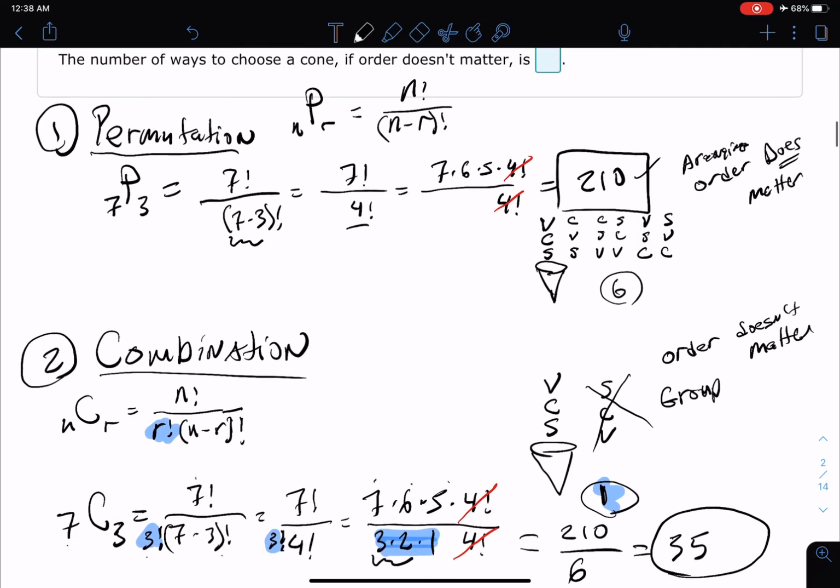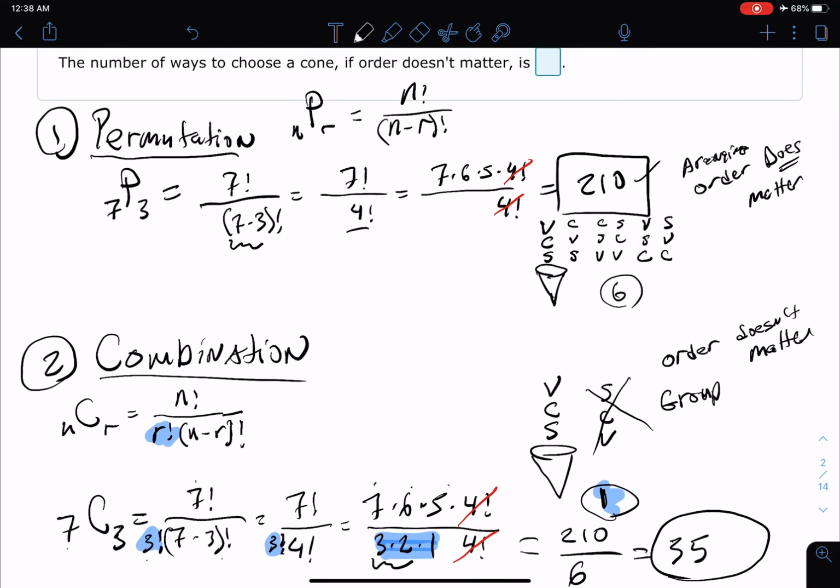But when it's a permutation and you've got 7 choices of flavor and you're going to select 3 at a time, when order is important, you're going to have many more ways of arranging: 210.